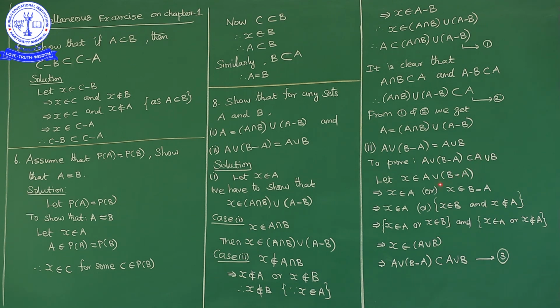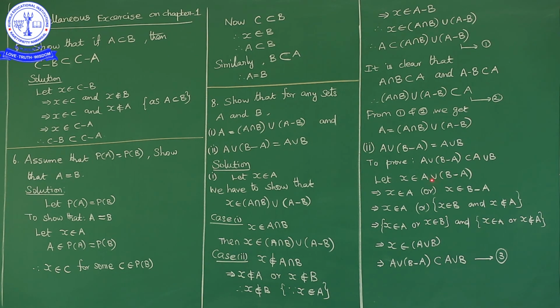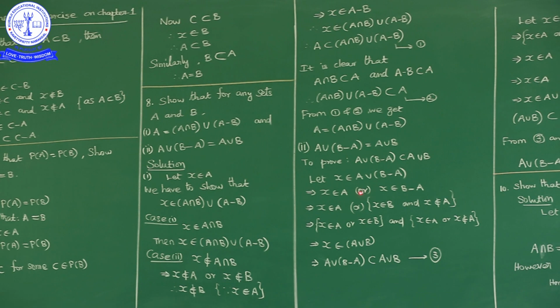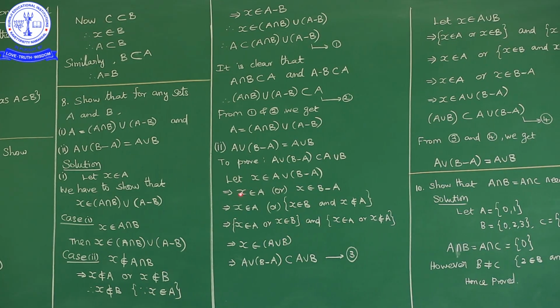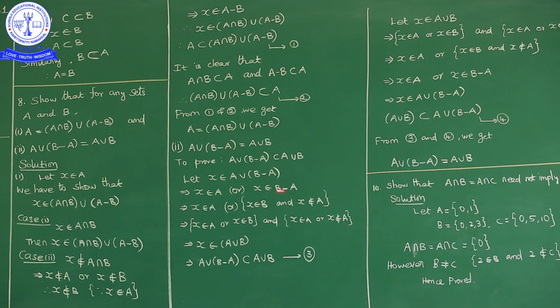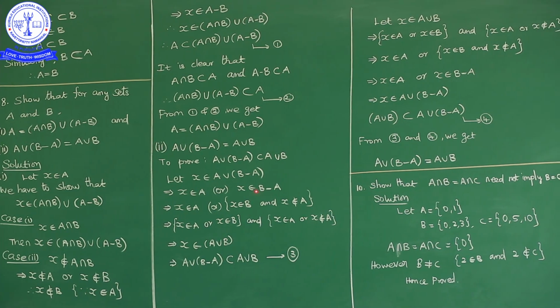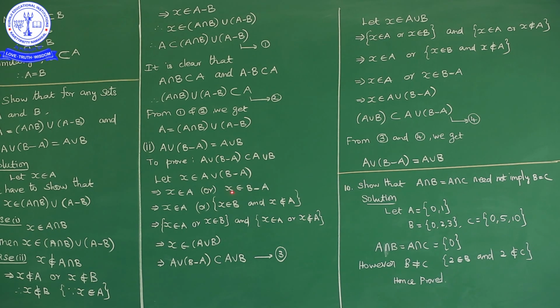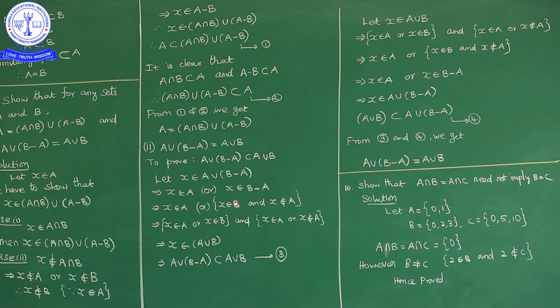What does it mean? x belongs to a union means x belongs to either the first set or the second set. So x belongs to A or x belongs to B minus A. What does it mean? x belongs to B minus A means x belongs to B and x does not belong to A. Now if you combine these two conditions, x belongs to A or x belongs to B, and x belongs to A or x does not belong to A.